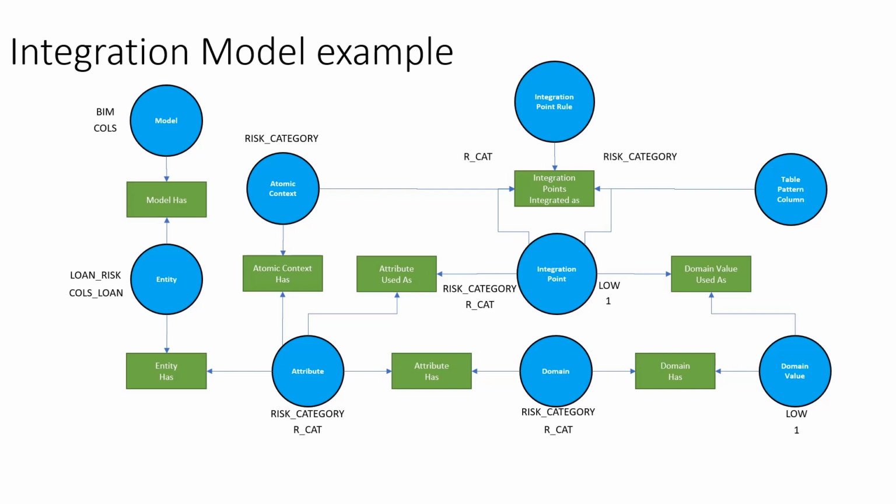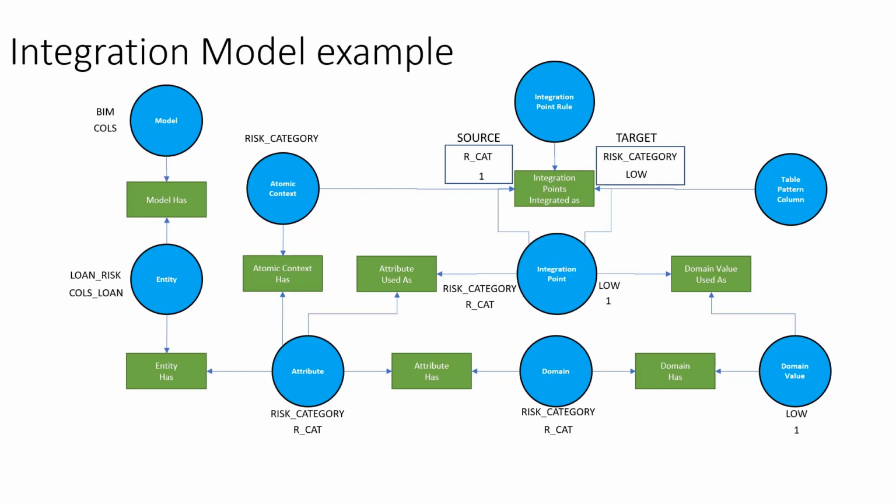We create a relationship that RCAT should be represented in the business information model as risk category. And that is one row in the relationship table. The second row would be the representation of domain value 1 for RCAT, that it should be represented as risk category's domain value low. On each of these rows, we can see integration rules. We have the possibility to relate specific integration rules for each of these rows of integration.